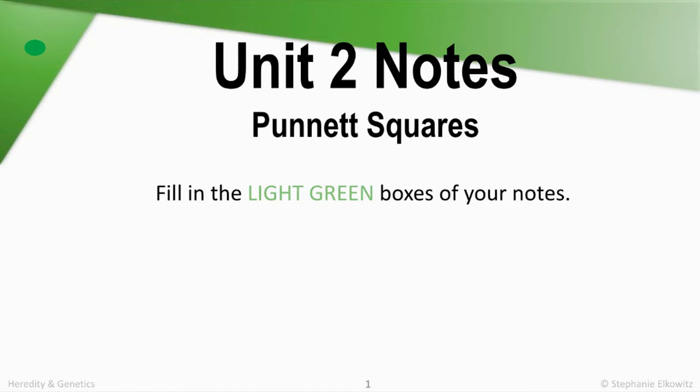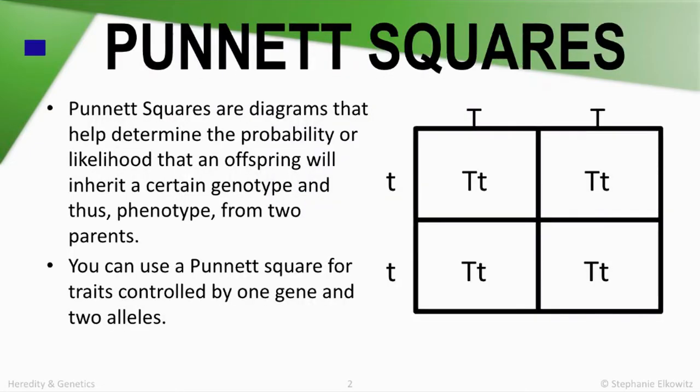All right, you guys, let's go ahead and look at our Unit 2 notes on Punnett Squares. This week you are going to be filling out the light green box on your notes. Punnett Squares are just diagrams that help you determine the probability, or how likely it is, that an offspring is going to inherit a certain genotype or phenotype from two parents.